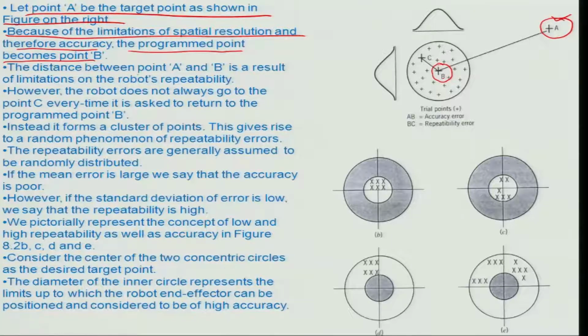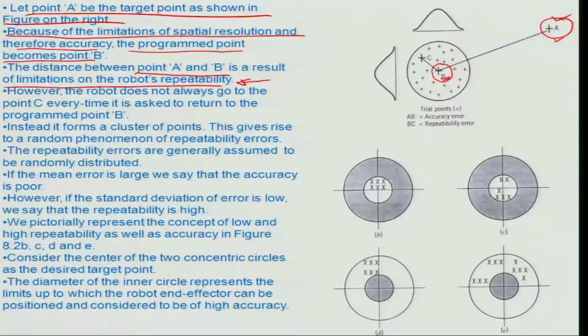The distance between point A and point B is a result of the limitations on the robot's repeatability, because obviously every time it is going to the programmed point A, there is an error in going to A and it actually goes to B. However, it may not be reasonable to assume that every time it will go to point B, because there can be another instance where it can go to somewhere around C, which is at more or less a similar distance, or similar sort of repeatability from A, as shown here. And there are a variety of such points, as represented by these pluses, where the robot's position can be, once it is supposed to go to the point A.